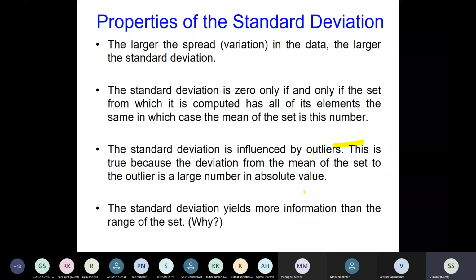Why? Just think about it. If I say the range, you know the lowest value and the highest value, but if you want to see how the other values are, then only the standard deviation gives that: how these values are deviating from the mean value. Then you can have an idea of how the intermediate values are. Only then will you get that perspective from your standard deviation.